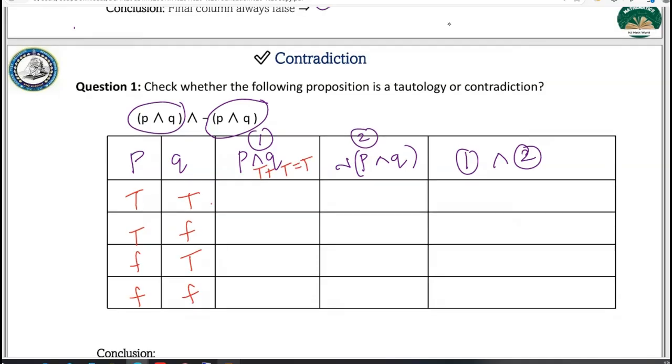T and T, it is T. So we'll just check. Yeah, the first one is T and T, T. The remaining all are false. Then the negation of this column will be: if it is T, it is F. If it is F, it is T.